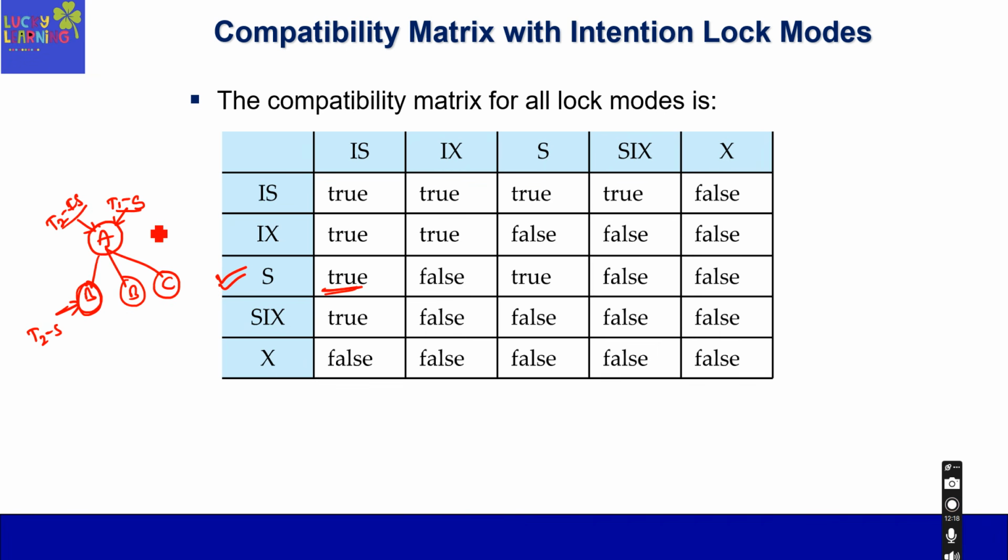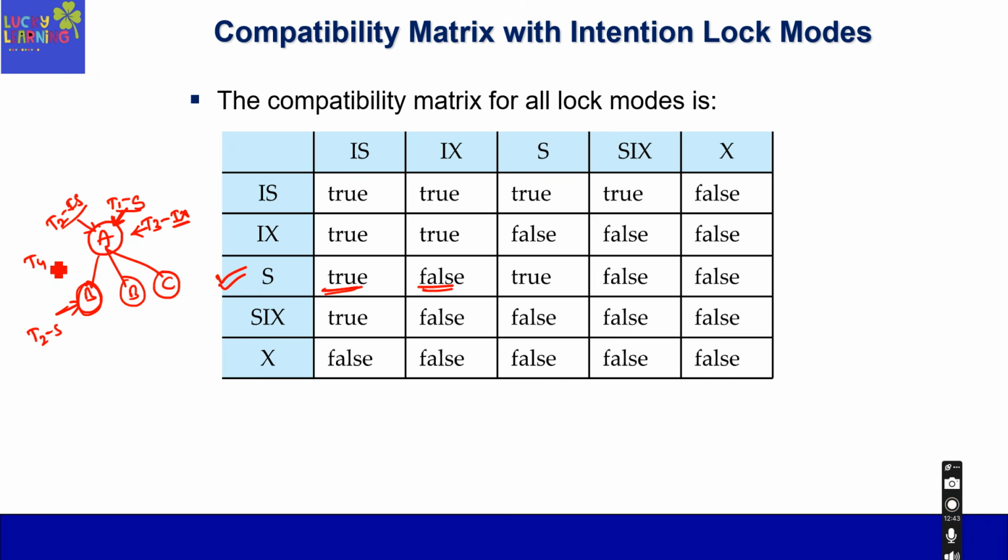But suppose T3 wants to lock one of the children of A in exclusive mode, and A is already locked in shared mode. Can any children of A be locked by T3 in IX mode? No, not possible. Why? Because all children of A are already locked in S mode, which means no children of A can be locked in exclusive mode. That's why it is false.